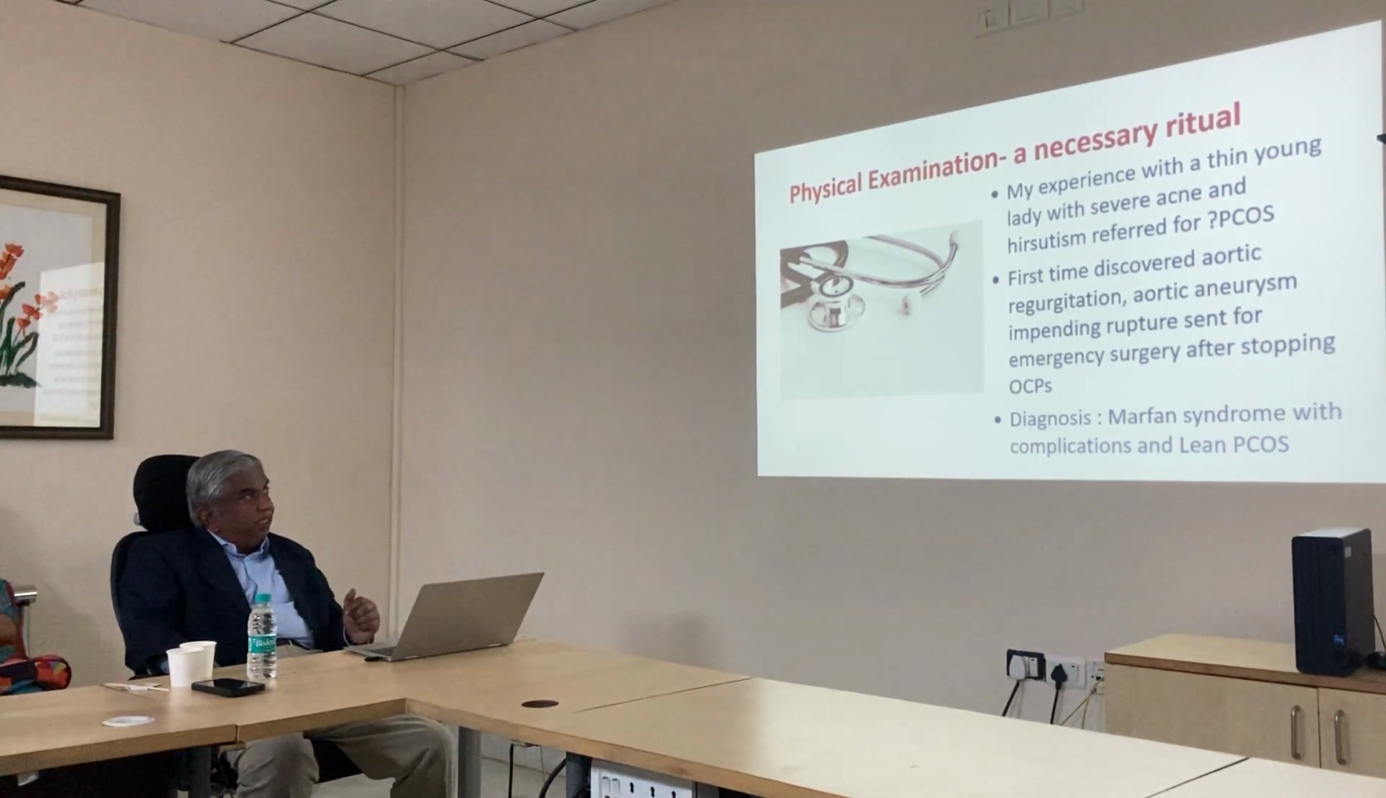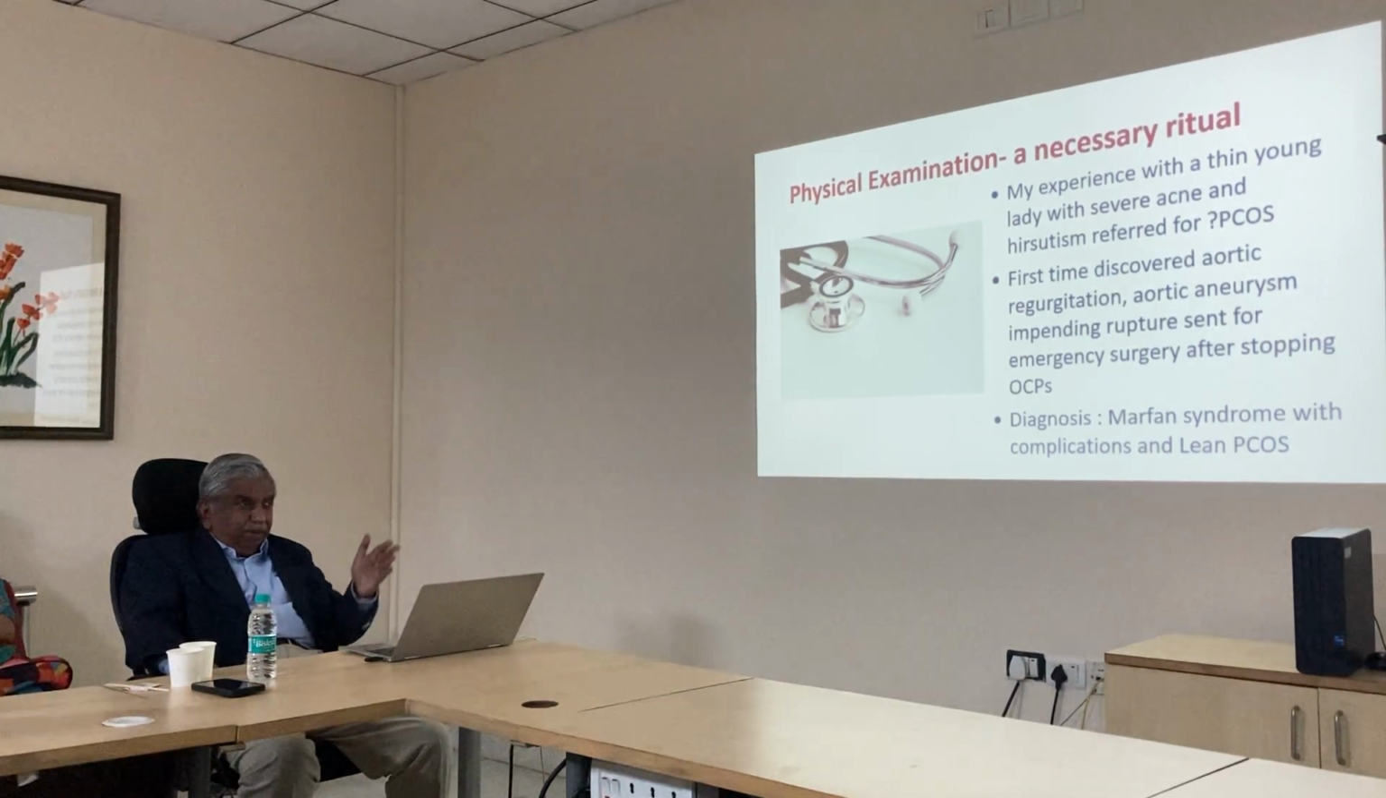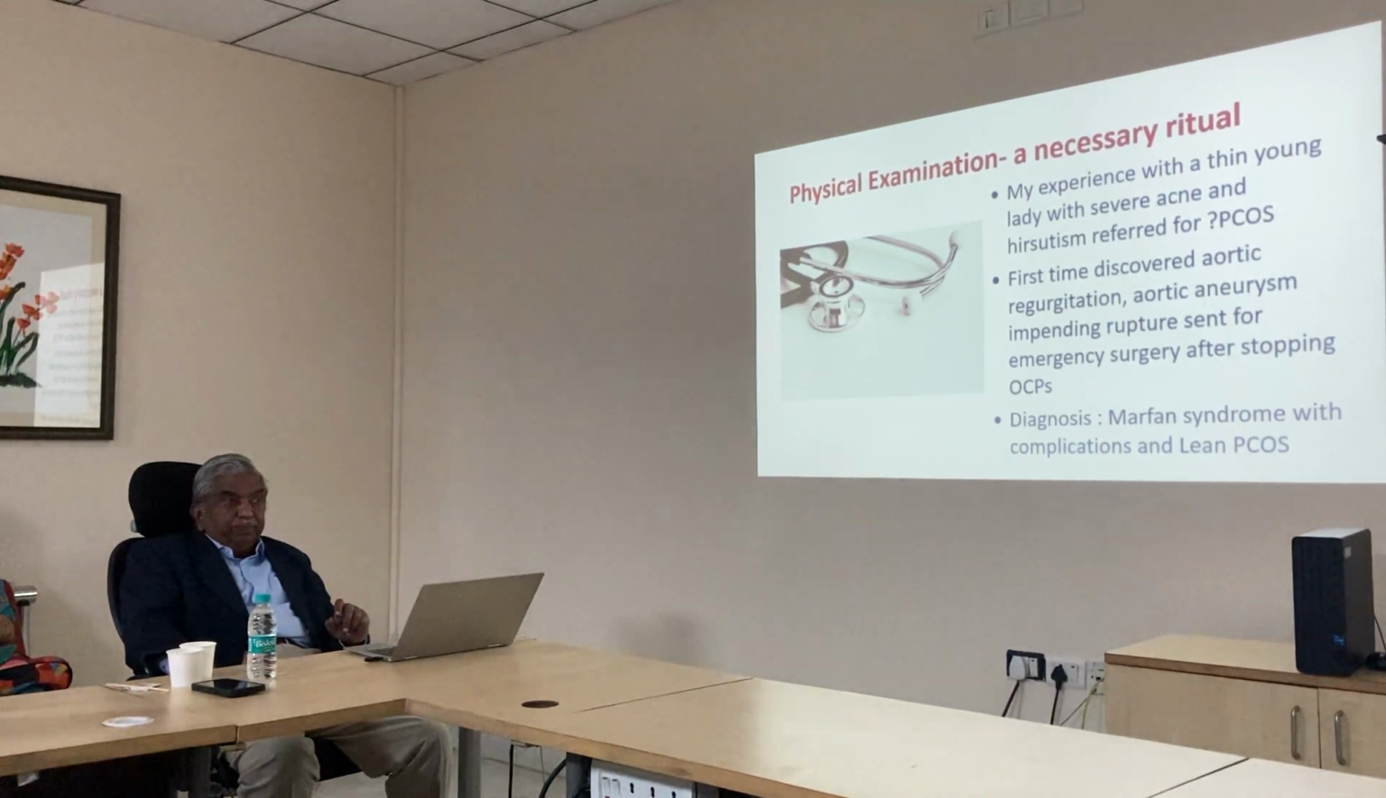So I had an experience like this with a thin young lady, severe acne and hirsutism, referred from, actually the patient was in Mumbai and later came to Chandigarh for polycystic ovarian disease. But from a distance you could make out that she is very lean, tall, and when I auscultated, I found that there was a severe aortic regurgitation murmur. And the precordium was so tumultuous. So aortic aneurysm, impending rupture. Echo was done and immediately the patient was sent for emergency surgery.